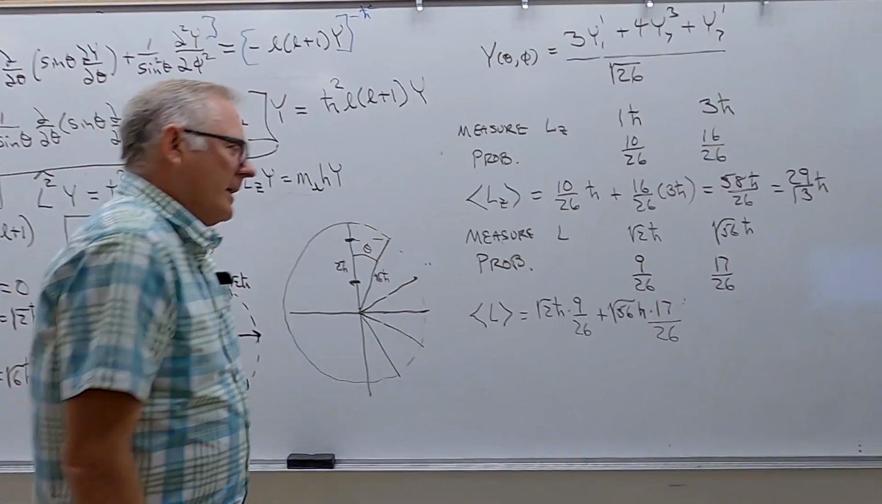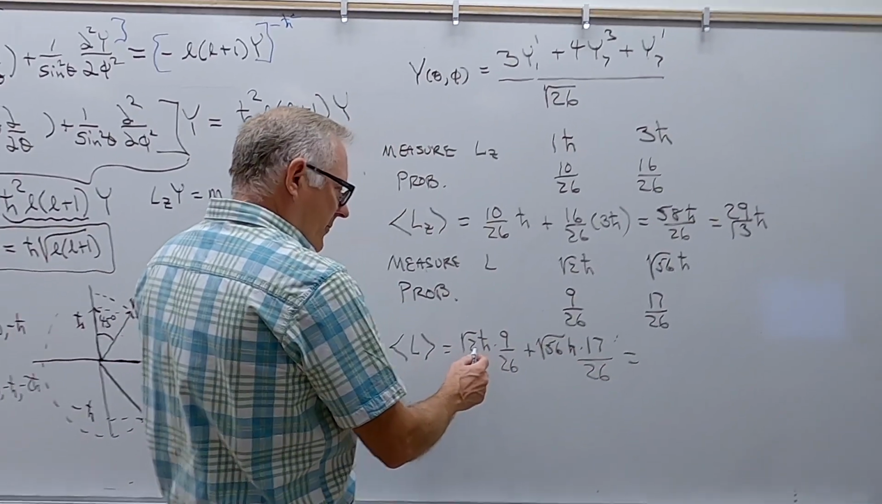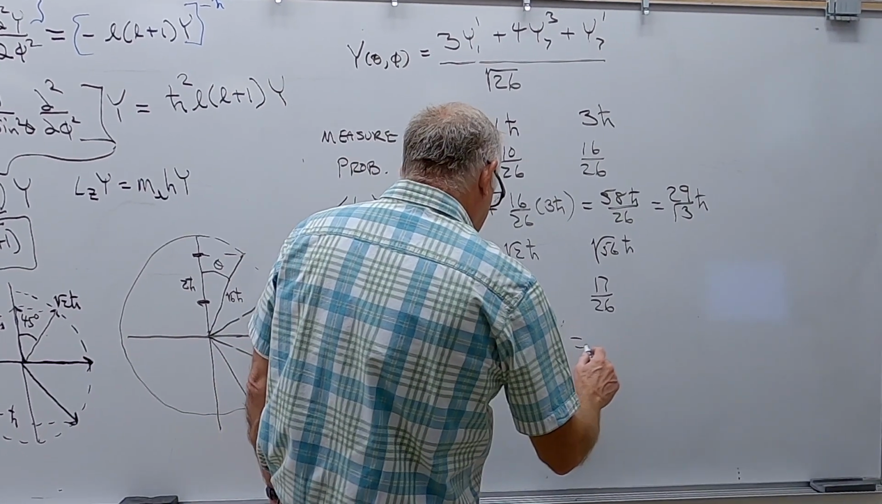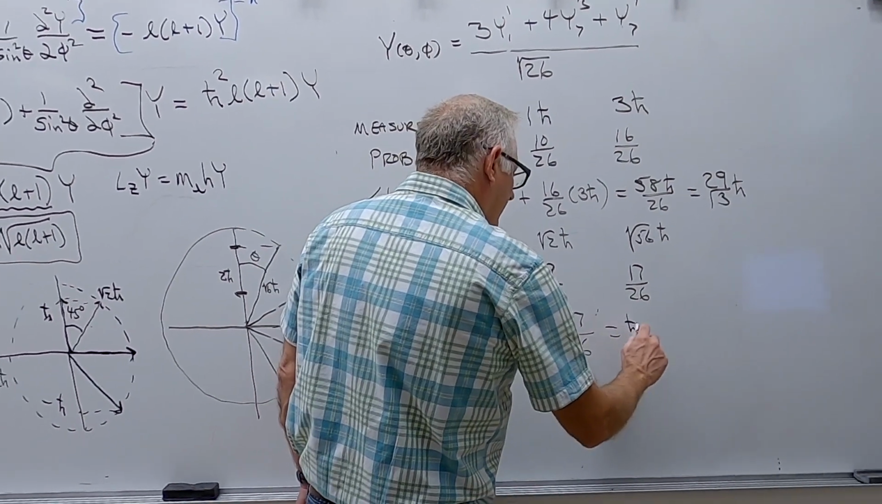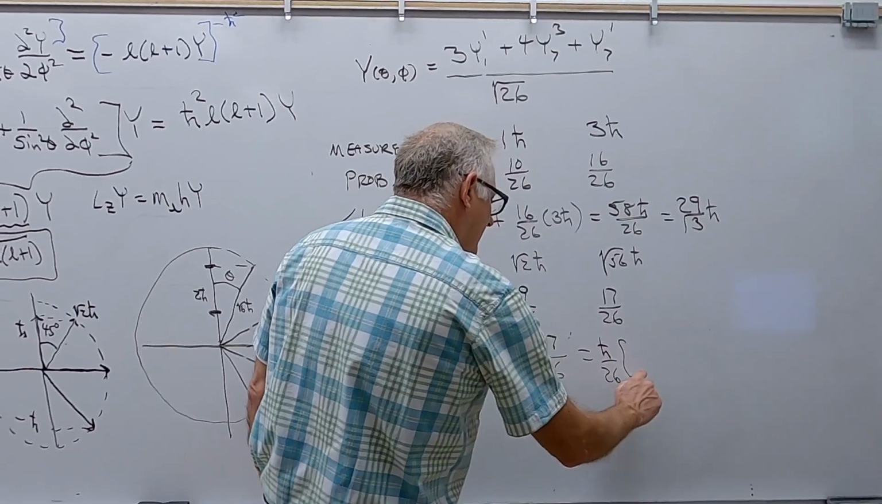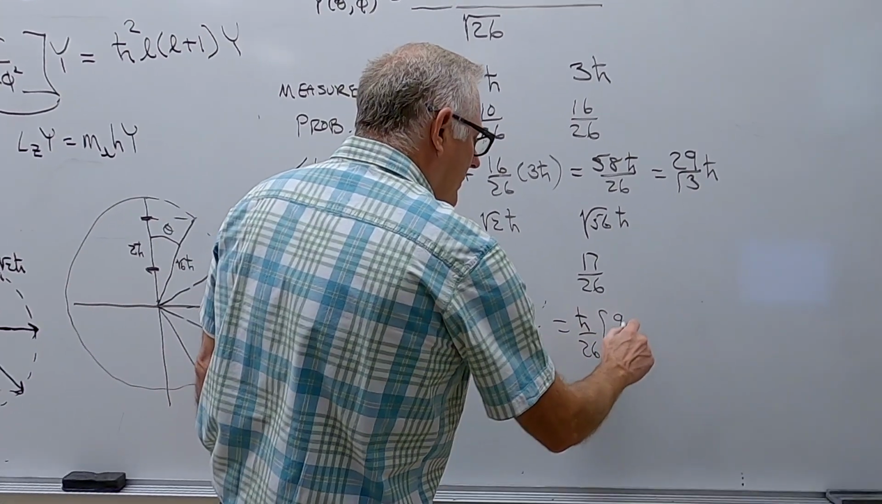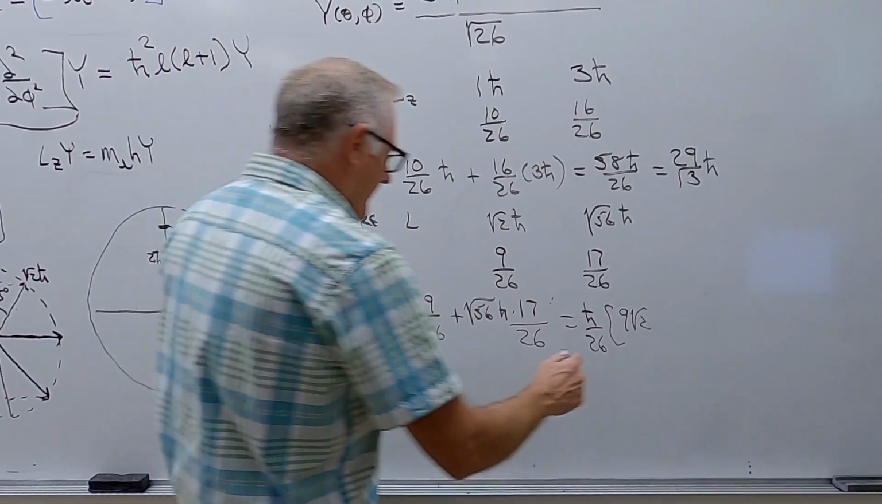Okay, I guess I could pull out some stuff. It'd be h bar over 26. I think I can even pull out a square root of 2 out of it. Well, we'll leave it. h bar over 26, and then it'd just be 9 square root of 2 plus 17 square root of 56.